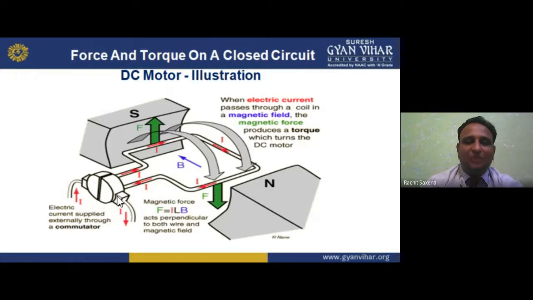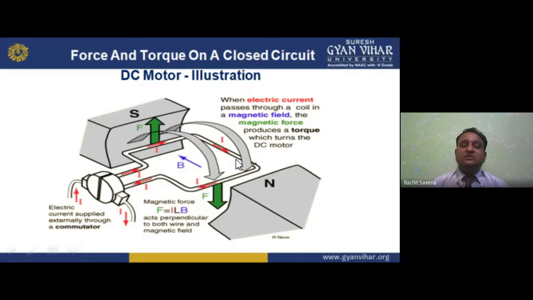Basically I'm talking about DC, which is always unidirectional current. So I have to make unidirectional current, and that is why we use a commutator. Now see here. When an electrical current passes through a coil in a magnetic field, a magnetic force is built that produces a torque, which turns the DC motor.